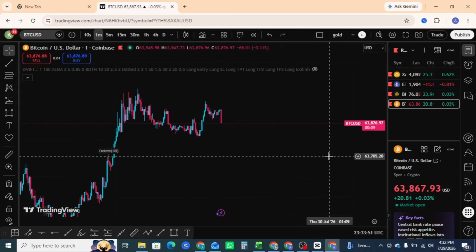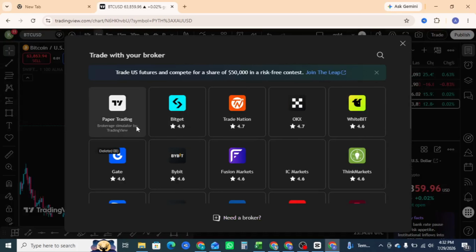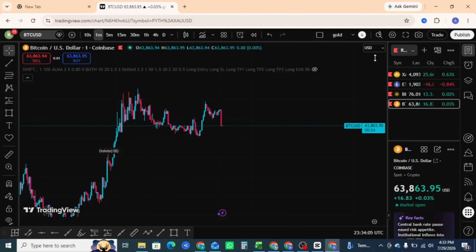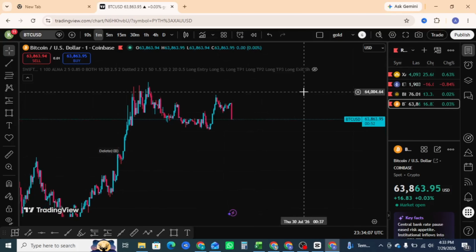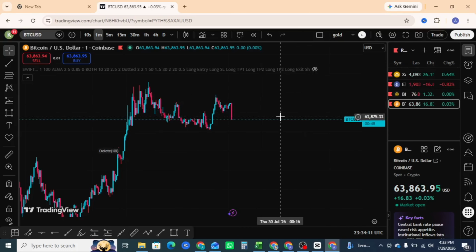First, open TradingView in your web browser or the desktop app and sign in to your account. If you don't have an account yet, create a free account and log in. Once you're signed in, open the Supercharts page and search for the market you want to practice trading. You can choose from stocks, forex, cryptocurrencies, commodities, or futures that support paper trading.